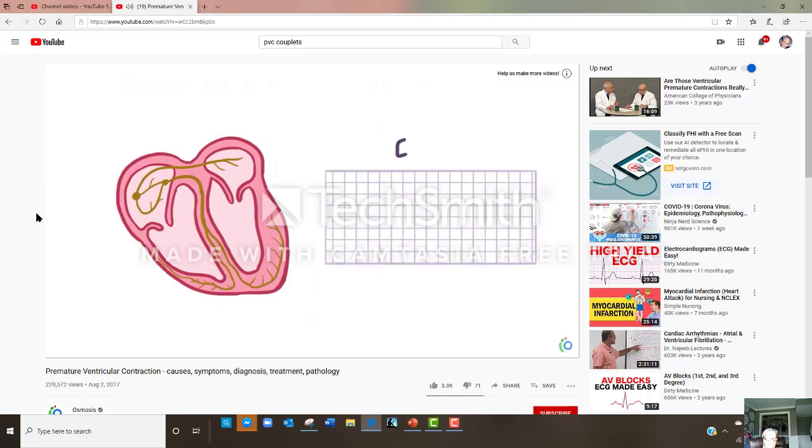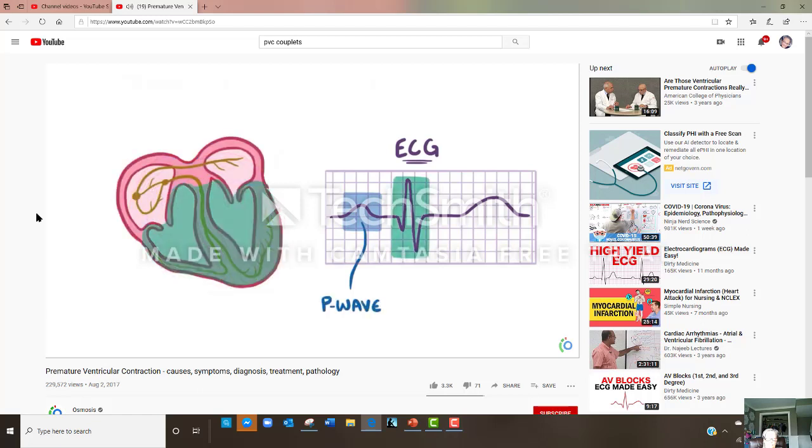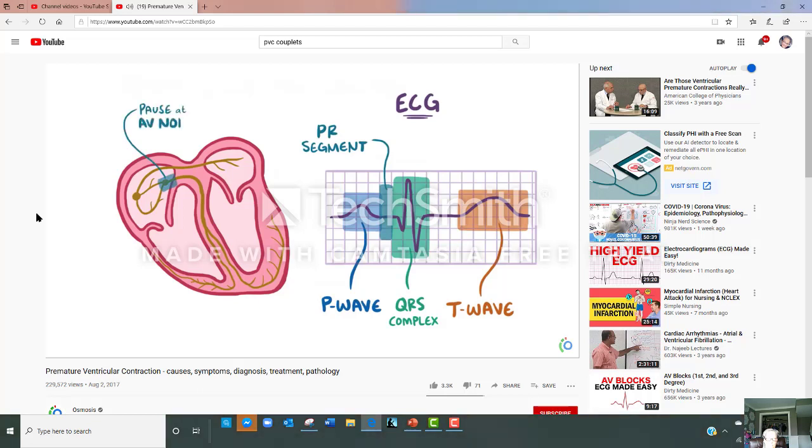On an electrocardiogram, or ECG, which measures the electrical activity of the heart via electrodes that are placed on the skin, the atrial depolarization, and therefore its contraction, is seen as a P wave. The ventricular contraction is seen as a QRS complex, and the ventricular repolarization, and therefore its relaxation, is seen as a T wave. This empty space here is called the PR segment, and it corresponds to the pause in the AV node.